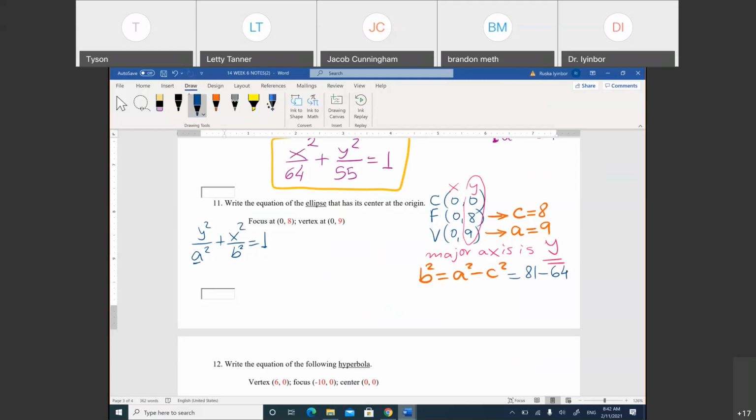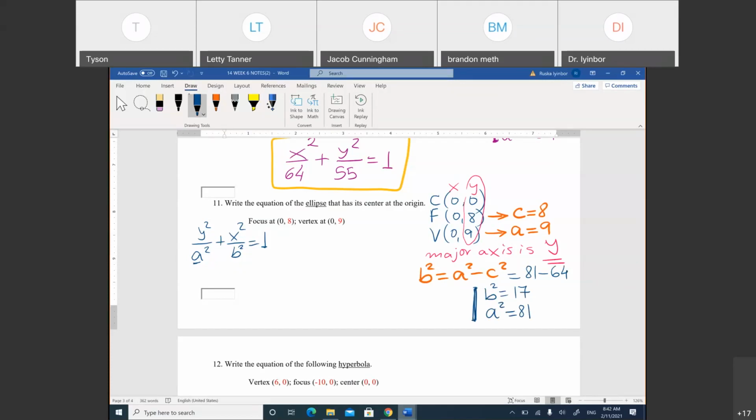81 minus 64 is 17. So we have b squared is 17. Now what is a squared? A is 9. 9 times 9 is 81. So these are my a squared and b squared. I need to plug into the formula.